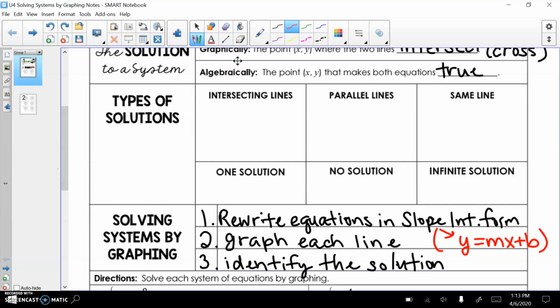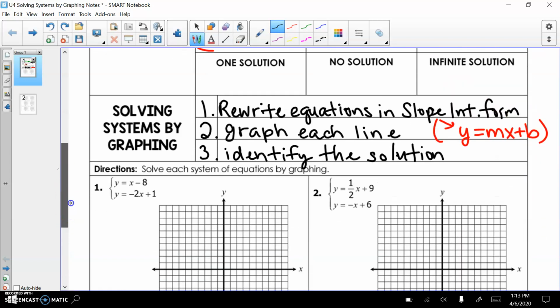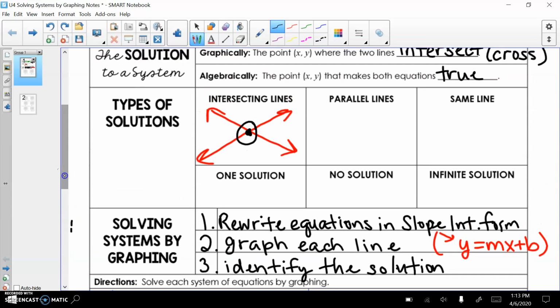Intersecting lines are lines that just cross. So intersecting lines just look something like this, okay? And the solution for this one is going to be where they cross. So it's going to be that little spot right there. And that point, when seen on a graph, on the coordinate plane, we're going to write our answer as a point. So it'd be like x comma y, whatever the ordered pair is for that point where it crosses.